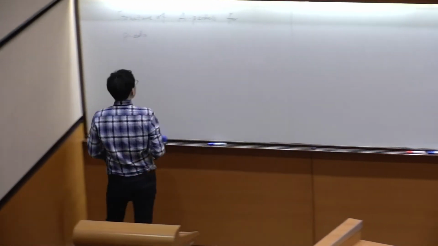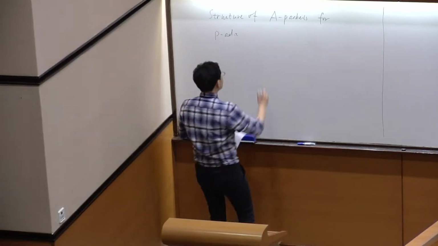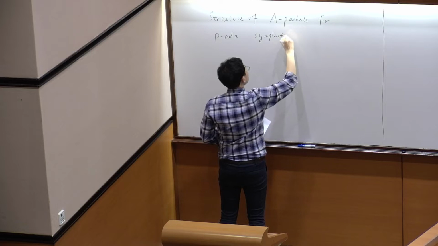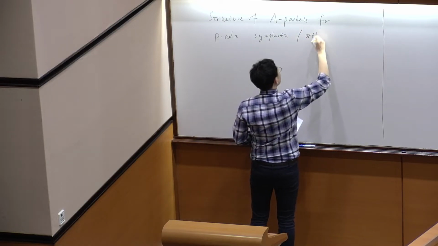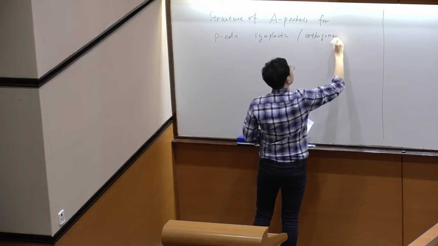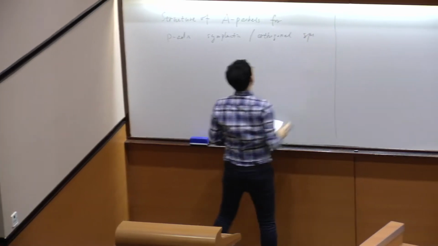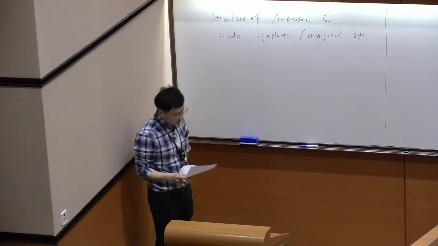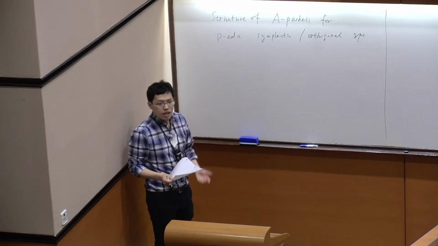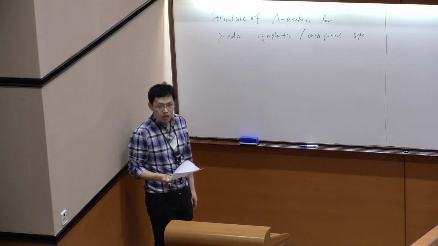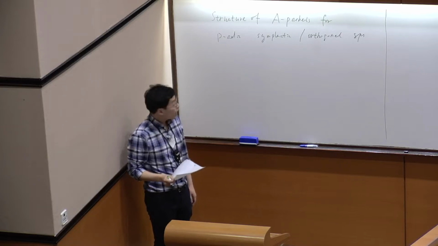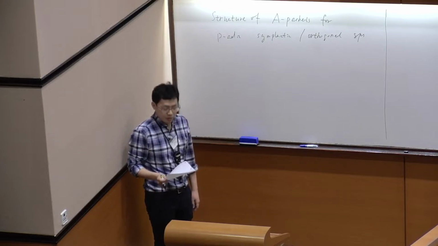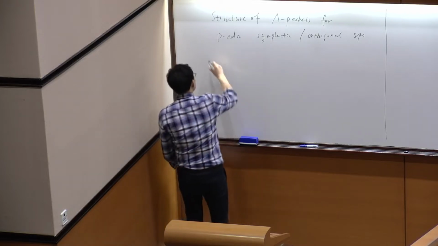So I want to talk about the structure of A-packets for p-adic groups. So I'll just focus on the symplectic and orthogonal groups. In this talk, I'll basically explain why we care about A-packets and how we define them locally. And in the end, I want to give some concrete examples of what is inside the A-packets. So let's begin.